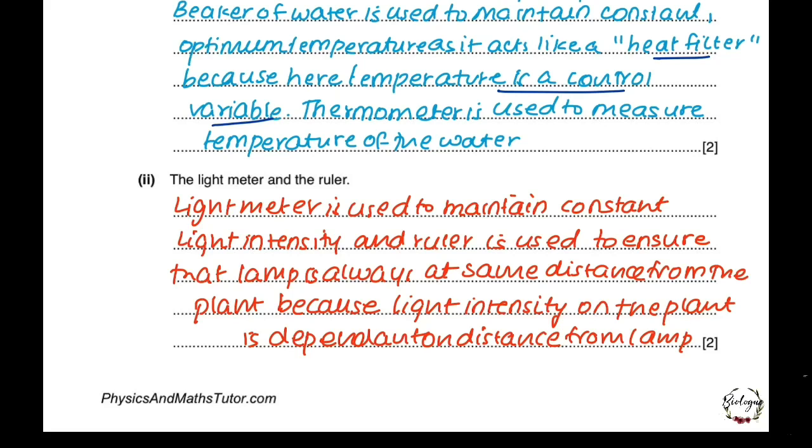Light meter and the ruler, why are they used? The light meter is used to maintain a constant light intensity. This word intensity is important. So it's used to maintain a constant light intensity, and the ruler is used to ensure that the lamp is always at the same distance from the plant. Sorry, not the light source. I mean the lamp will always have to be at the same distance from the plant, so that light intensity is the same. So the light intensity will be a controlled variable.